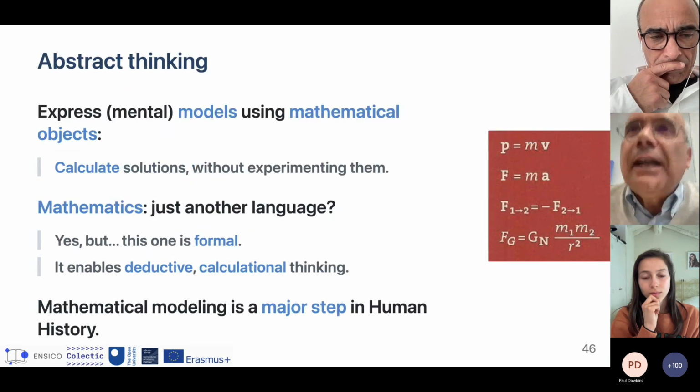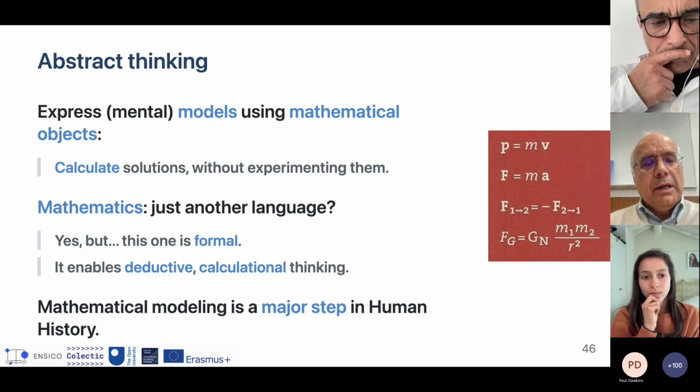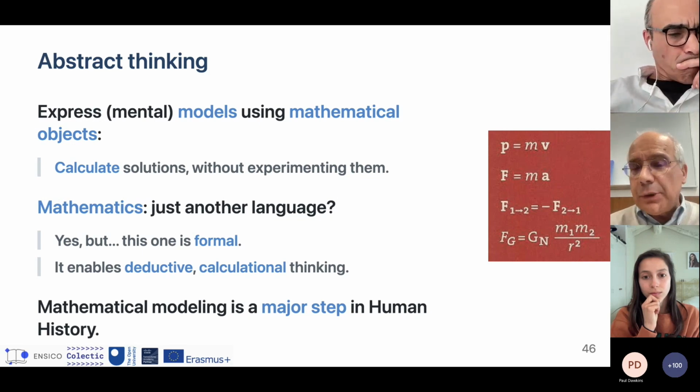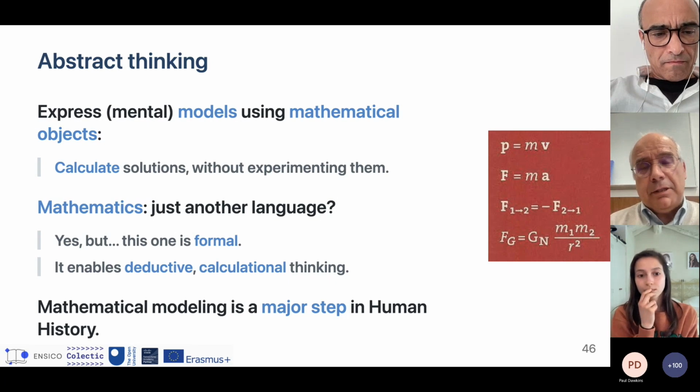And don't forget that the title of this second part is computational thinking. Abstract thinking means that we not only have mental models, but we are able to express these mental models mathematically. And with these mathematical objects, we can actually calculate solutions without experimenting. And now there is something new here, mathematics. What is that? It's just another language. Yes, it is, but it has two main ingredients. It is formal, so the grammar is less flexible than natural language, but it enables deductive and calculational thinking. And it is when you start modeling your problems or your solutions mathematically that science begins. And this is a major step in human history.